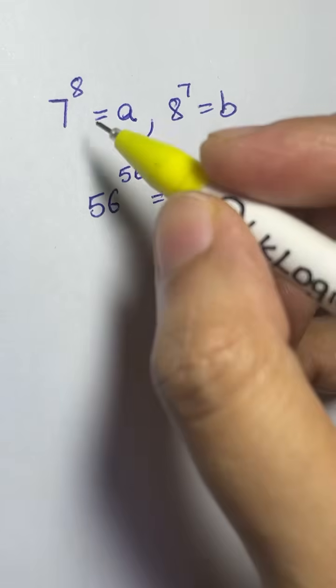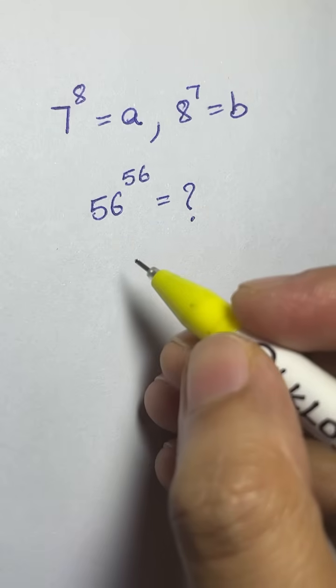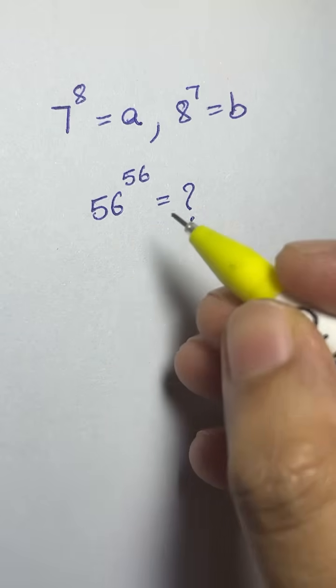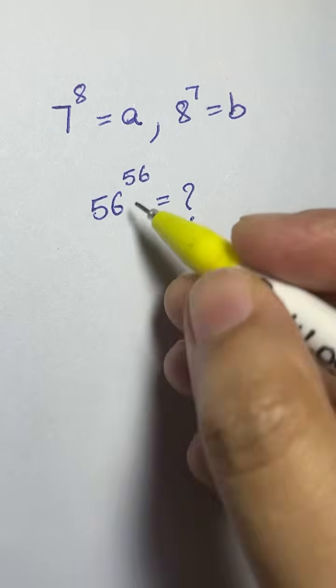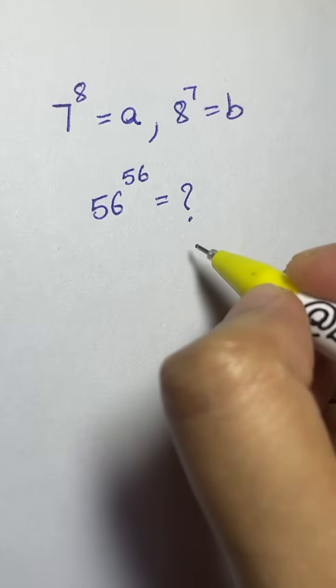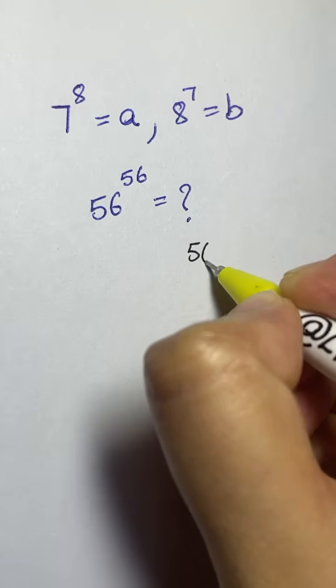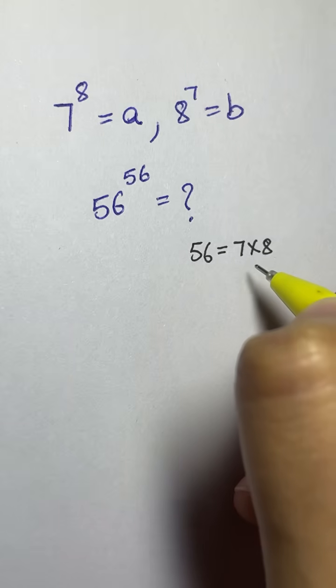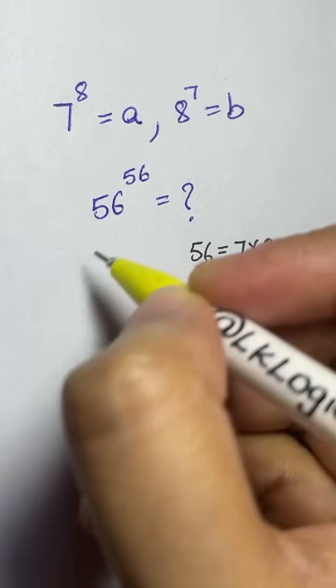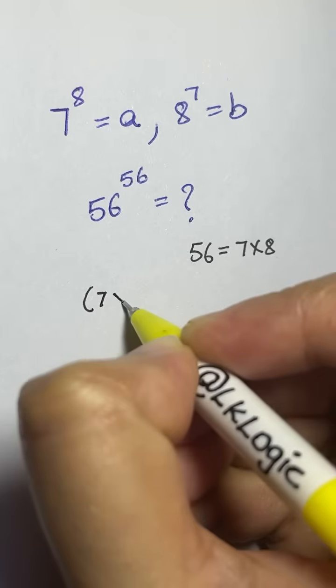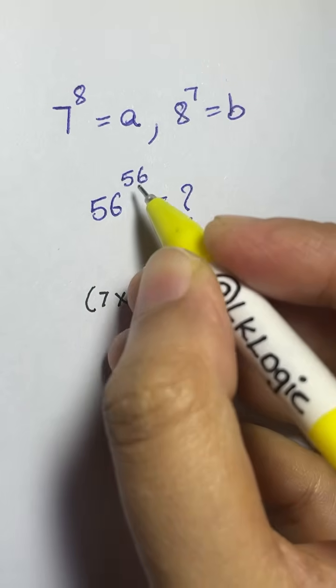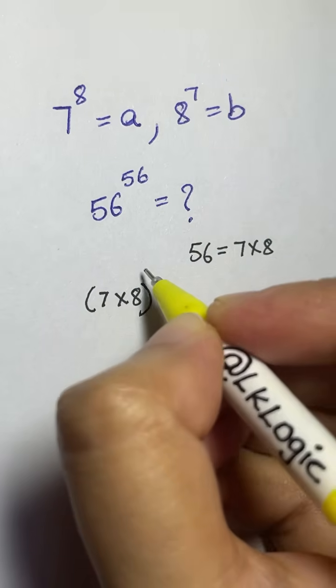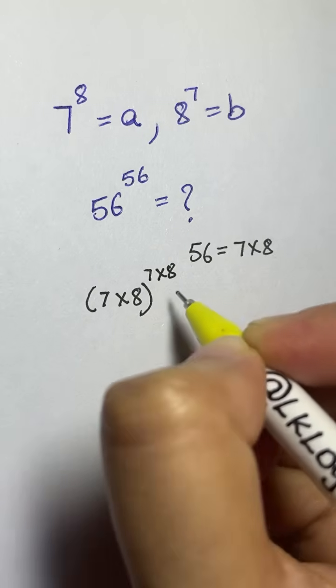Let's see. If you have something like 7 raised to 8, how can we write 56 in terms of 7 and 8? It's easy. 56 is equal to 7 times 8. So let's put it on 56: 7 times 8 whole to the power of 56, and 56 can be written again as 7 times 8.